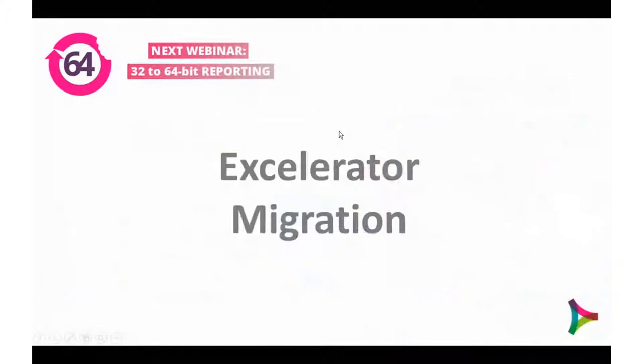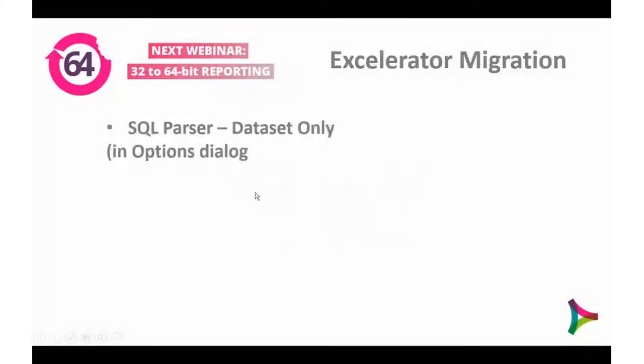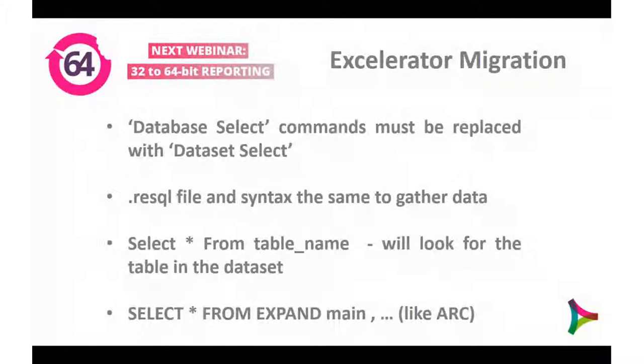to different reporting layouts. Now on the accelerator, on the options dialog, we're just going to say an SQL parser that's going to be data set only. Well, the database select commands that we have are going to have to be replaced with data set select. The RESQL file and the sync card end up being the same to gather the data. So what we've been seeing so far on the RESQL file to bring the data and manipulate the data on the data set end up being the exact same thing. Every time on the select from table that we do on the accelerator, it's going to look for the data set and not for the database. So we need to have that in mind.